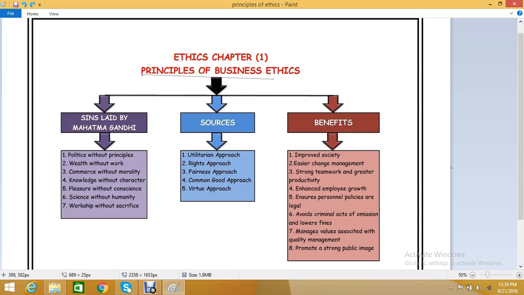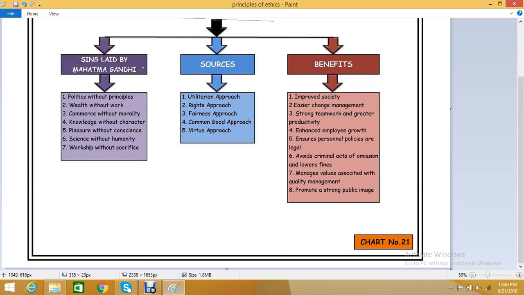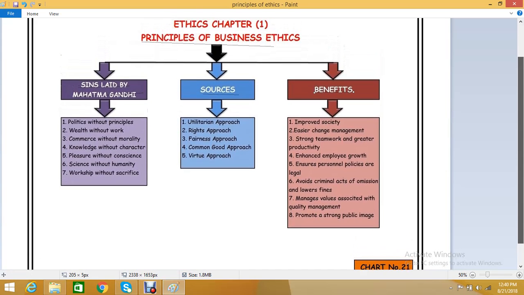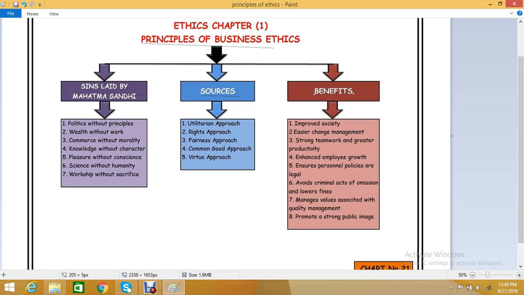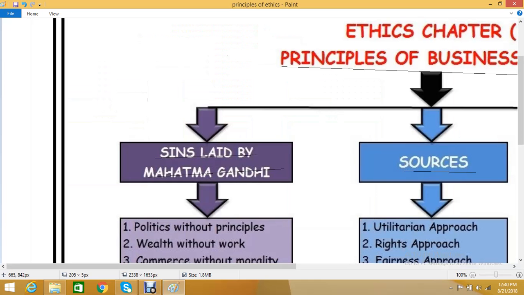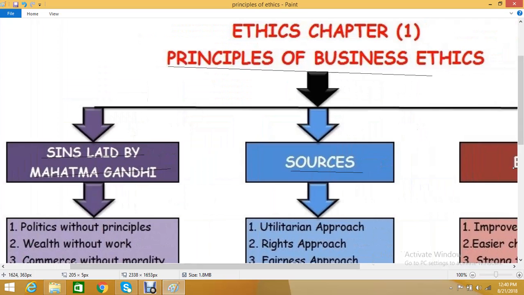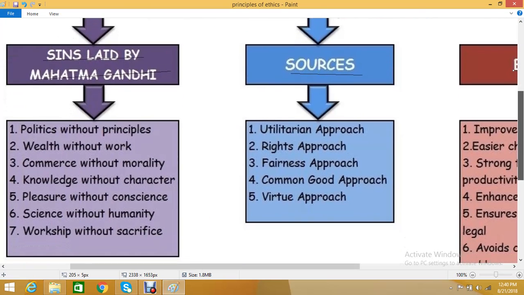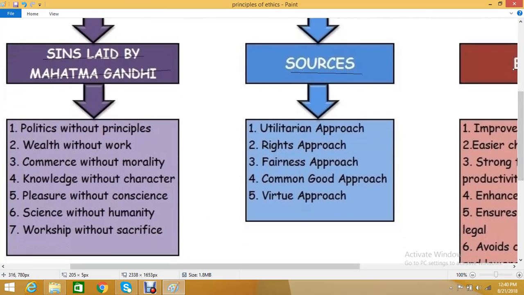Okay, just make a chart, that is, principles of business ethics. In that, make a column for the sign laid by Mahatma Gandhi. The second one, sources. The third one, benefits. You can make this kind of chart, and in that we will discuss one by one. Now I am going to discuss the same thing. You can see here, the first one is the sign laid by Mahatma Gandhi. There are 7 points.